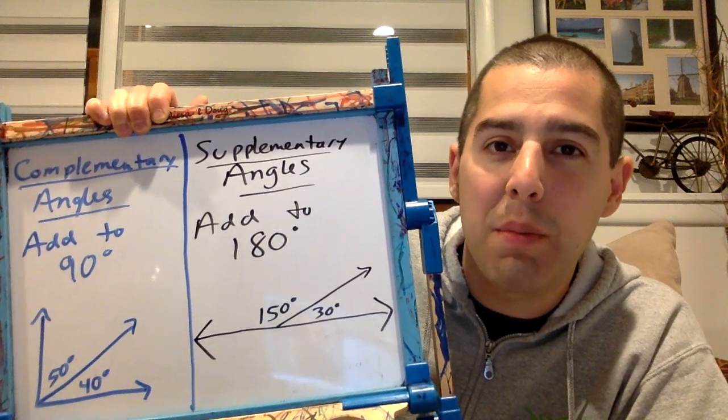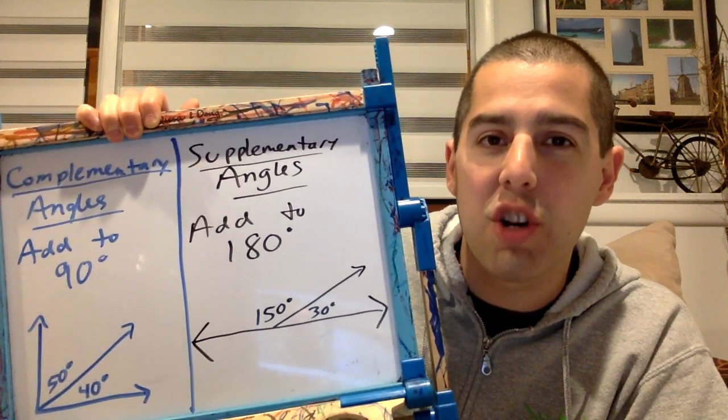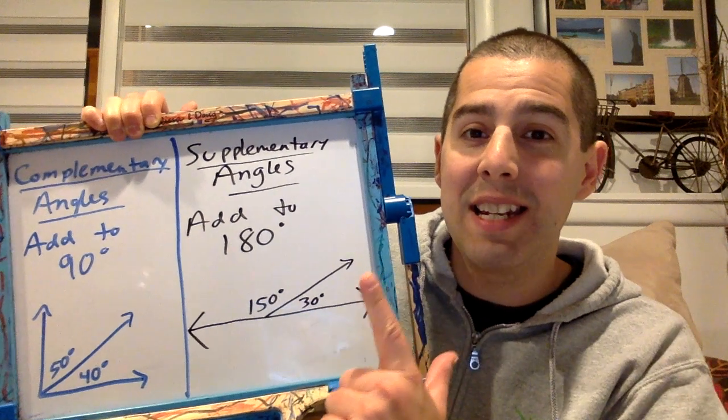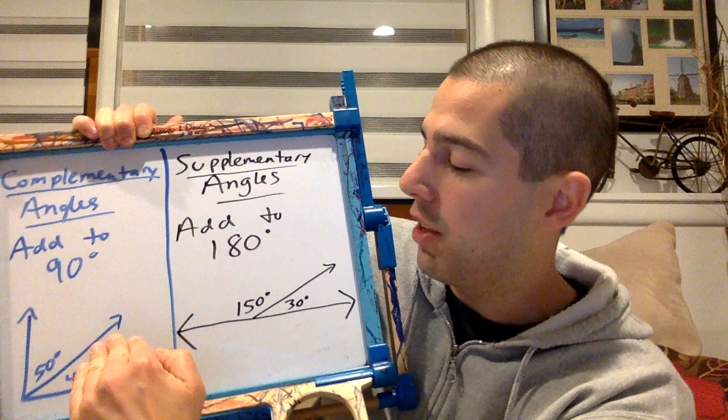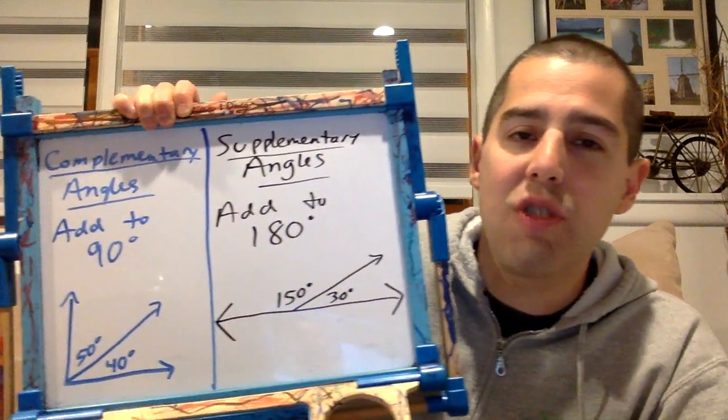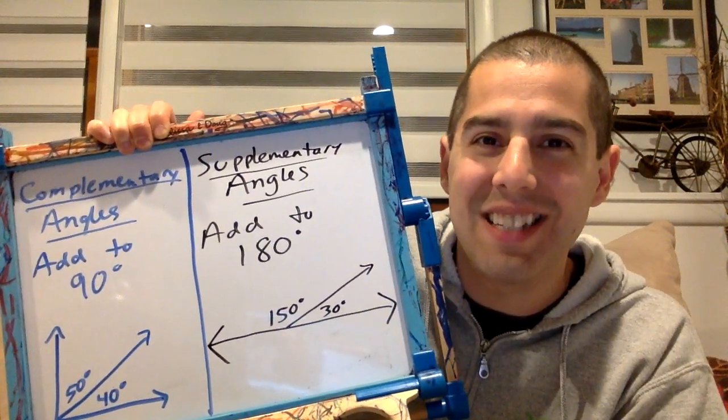So for every problem on today's classwork, first make sure you're identifying, am I looking at a 90-degree angle? Because a right angle adds up to 90. Or am I looking at a straight angle? Because a straight angle adds up to 180 degrees.